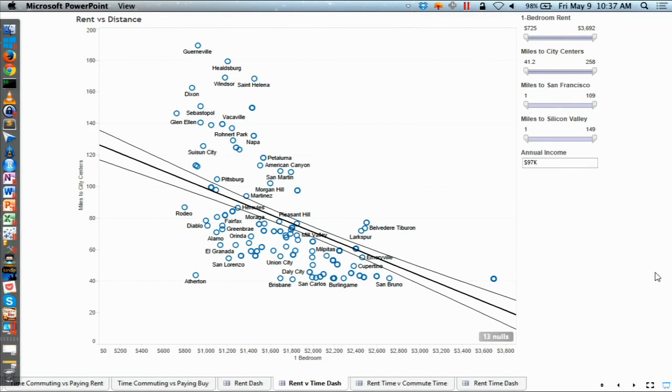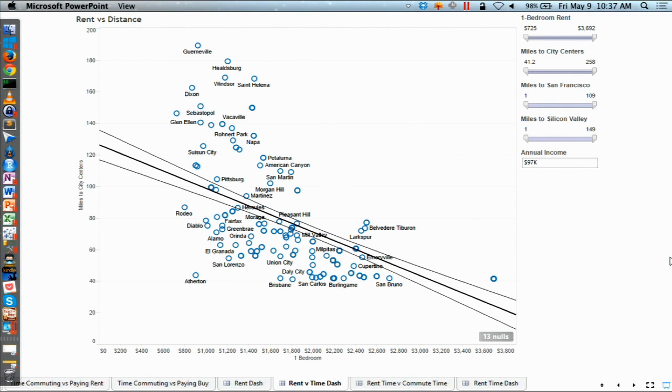The other thing I looked at was the time it takes to commute from every single zip code to either San Francisco or the Bay Area. And what we can see here, and that's what's distance up here, this shows the price of rent versus the time it takes to commute.